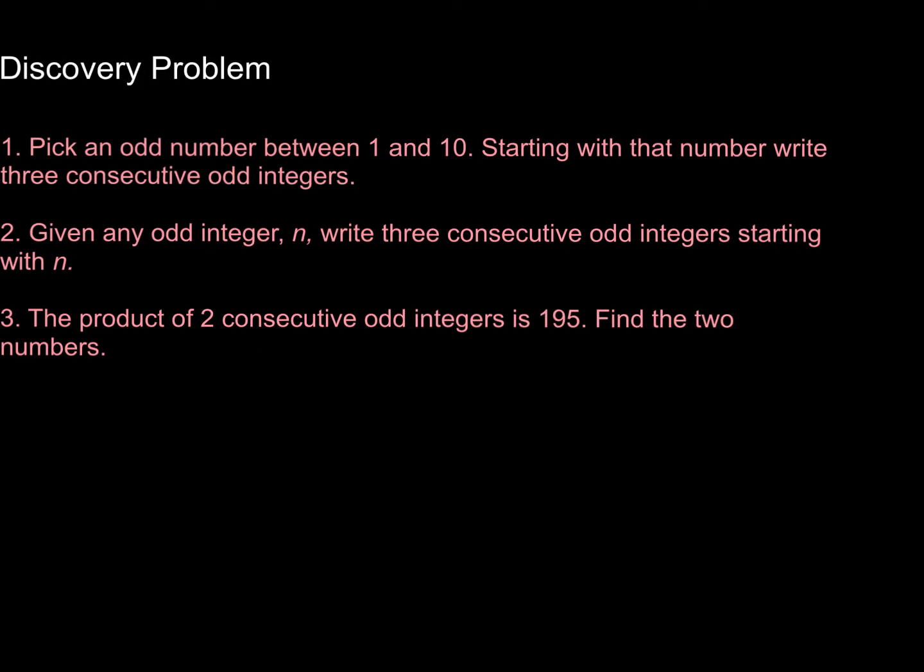Alright, so go ahead and copy these down and work through them yourself. 1, pick an odd number between 1 and 10. Starting with that number, write 3 consecutive odd integers. Really note how you did that. 2, given any odd integer n, write 3 consecutive odd integers starting with n. And then 3, the product of 2 consecutive odd integers is 195. Find the two numbers.